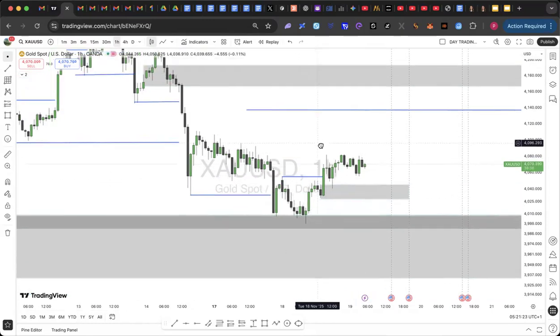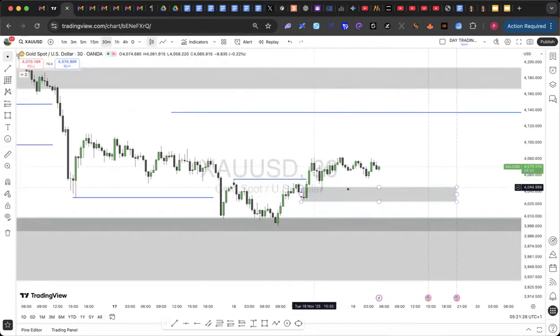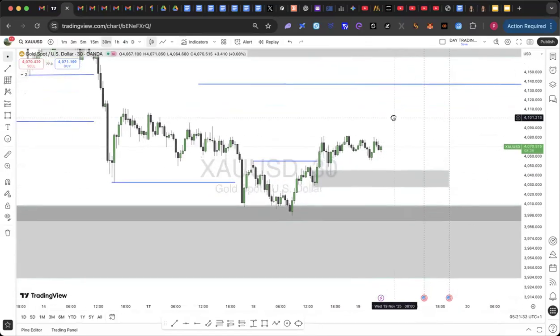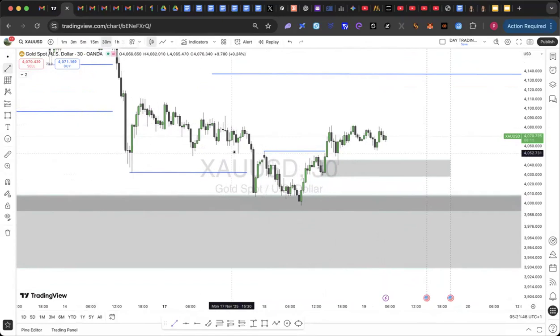So quickly, let's go back to 30 minutes. I'm going to go to 30 minutes quickly. Now, if you go to 30 minutes, you're going to find maybe a more refined aspect of what you just refined now. Here, you have this break of structure. You have this high, and then you have another break of structure here. Then you have a high here. So going to 30 minutes, you're going to find something like this.